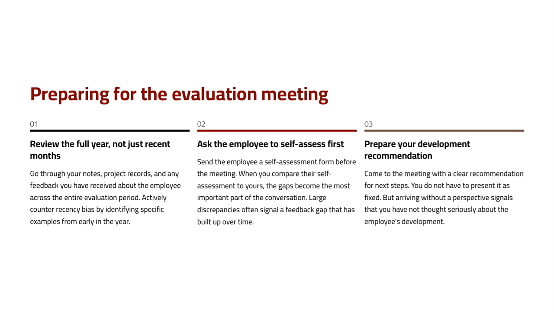Next, ask the employee to self-assess before the meeting by sending them a self-assessment form. Comparing their self-assessment with your own helps highlight any gaps, which often point to feedback that hasn't been communicated clearly over time. Finally, come prepared with a clear development recommendation for the employee's next steps. This doesn't have to be set in stone, but showing up without any perspective can suggest you haven't given their growth the attention it deserves.